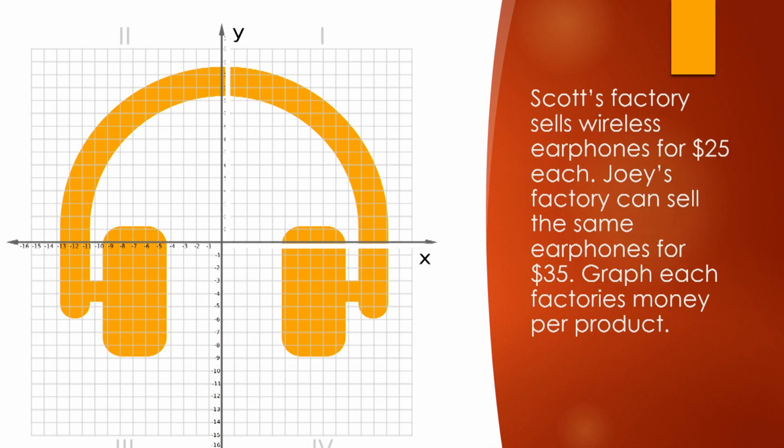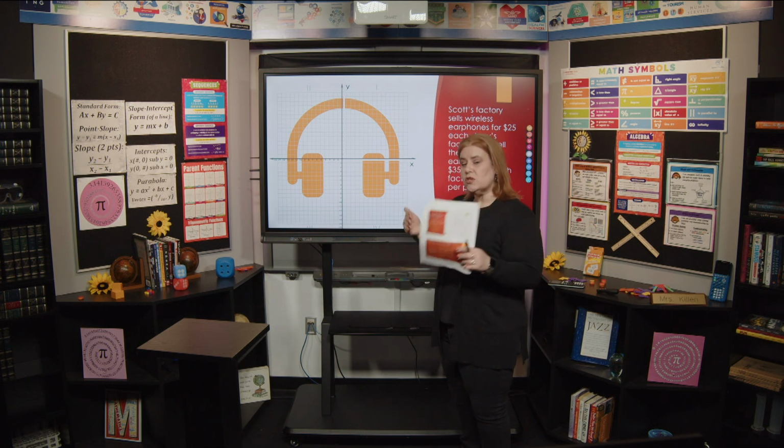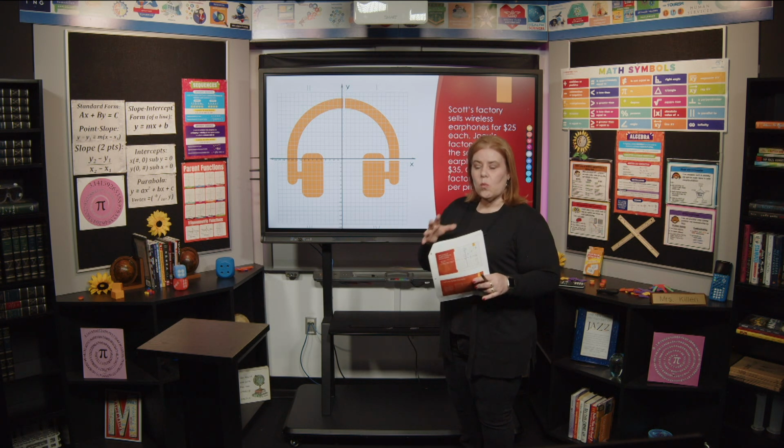So here it says, Scott's factory sells wireless earphones for $25 each. Joey's factory can sell the same earphones for $35. Graph each factory's money per product. So I'm going to work up here on my board. You work on your notes page, and as soon as we both get done, let's see what we've got.